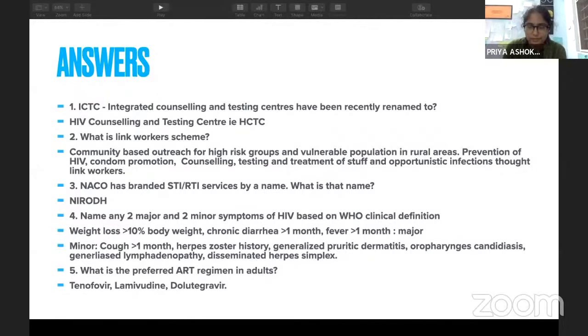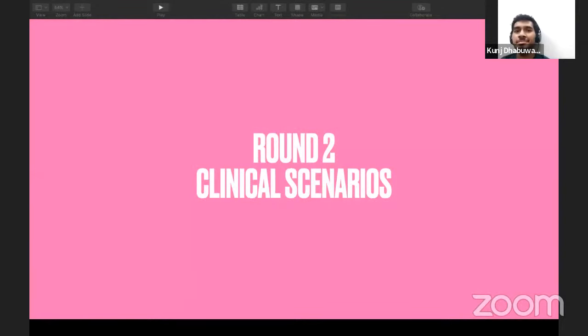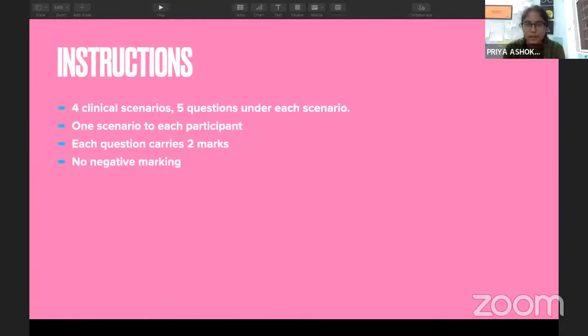Everyone ready? Okay. So this is a round based on clinical scenarios. One person gets one clinical scenario, and under each scenario, there are 5 questions. Each question carries 2 marks, and there is no negative marking here. Again, you will get 90 seconds to answer each question, I mean, each set of questions. So I'll move to the first one.